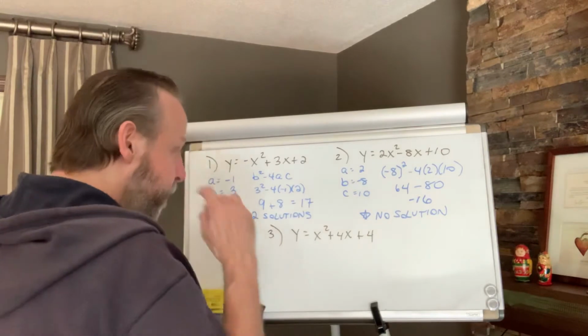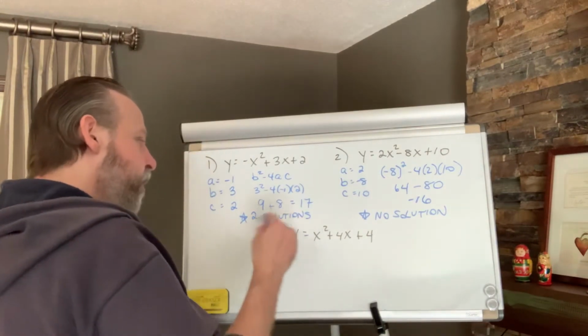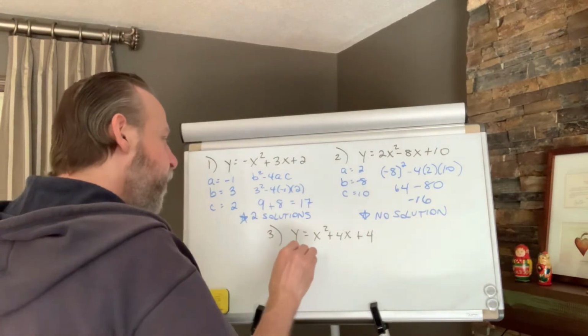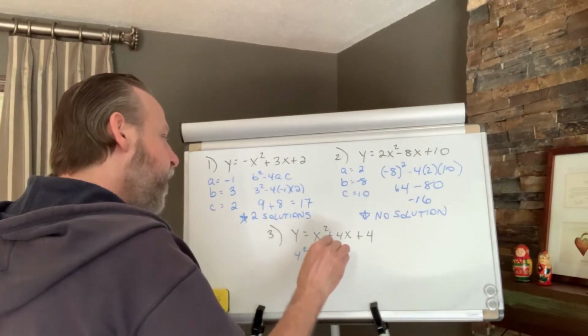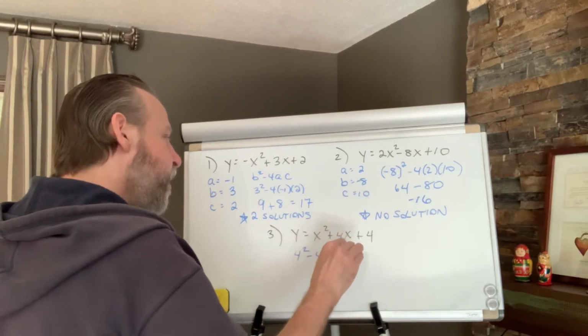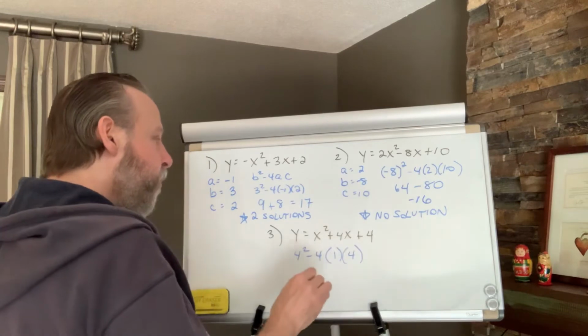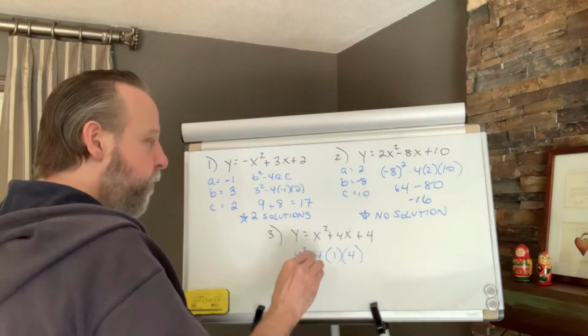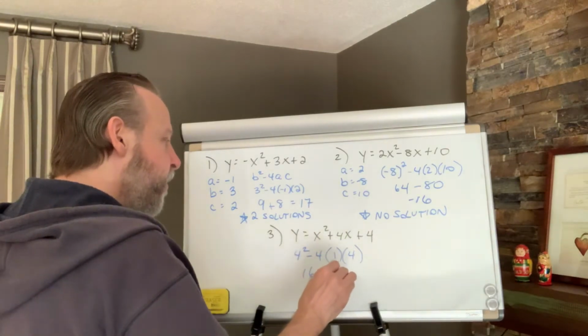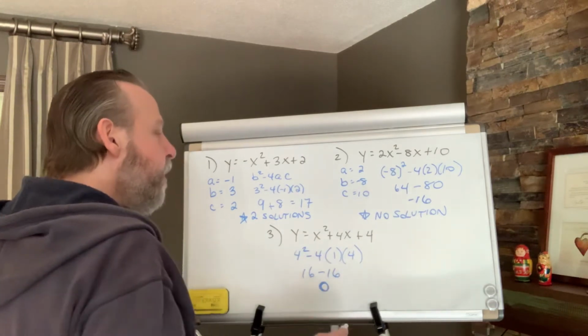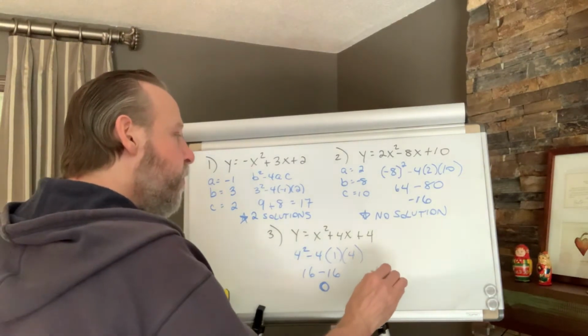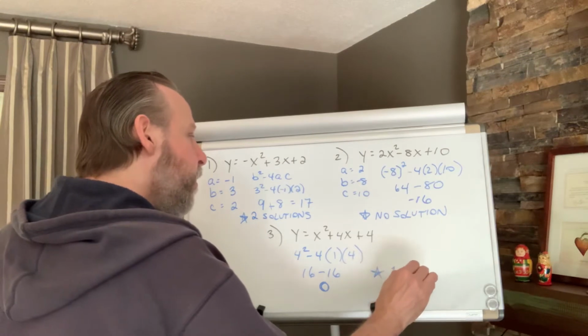And for number 3, I'm going to jump right into b squared minus 4ac without even doing my notations. B squared, that's 4 squared, minus 4 times a, that's the number 1, times c, that's the number 4. 4 squared is 16. Negative 4 times 1 times 4 is minus 16. That's an answer of 0. So how many solutions are there? When the discriminant is 0, there is one solution.